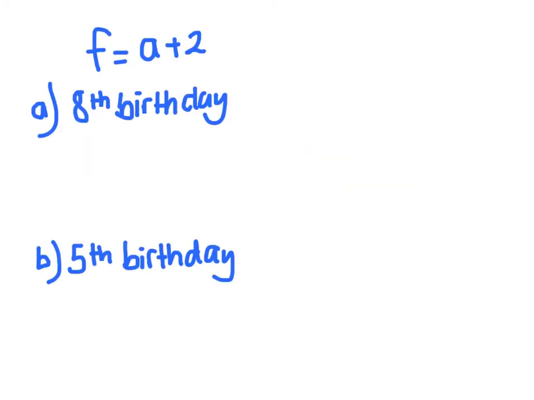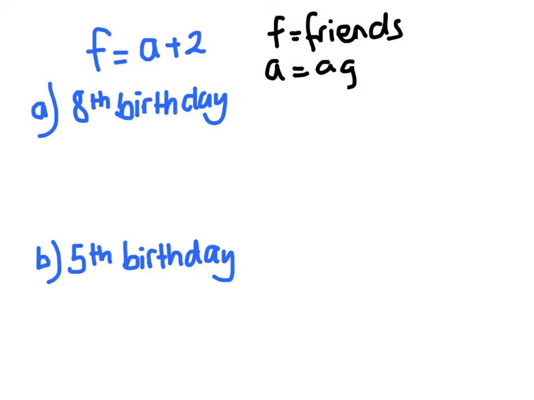Right, my first question. My parents found the formula f equals a plus 2 gave the right number of friends to invite to my birthday party each year. f is the number of friends and a is my age. It's important that you always remember that. So f equals friends and a equals age. It can help to write it next to it so that you know what each of those variables mean. All right, how many friends should have been invited to my 8th birthday party?